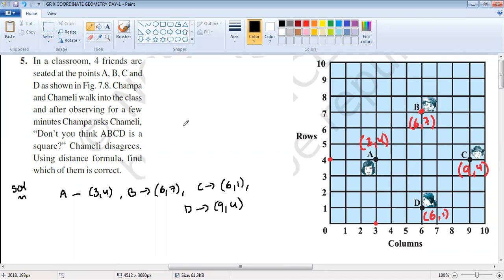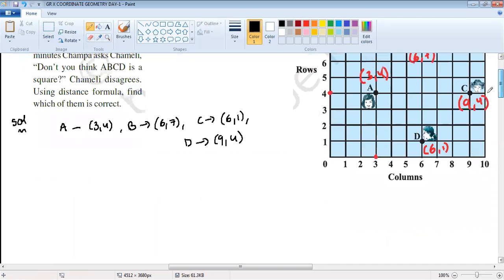Now Champa and Chameli are walking in, so there is an argument between them. Champa is saying that ABCD is a square, but Chameli is saying no. But the question given to us is to use the distance formula to find whether they form a square or not.